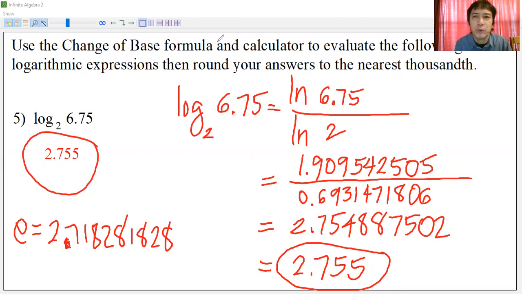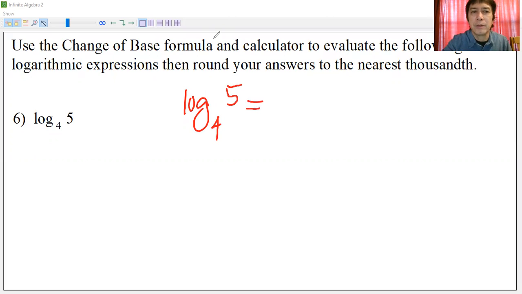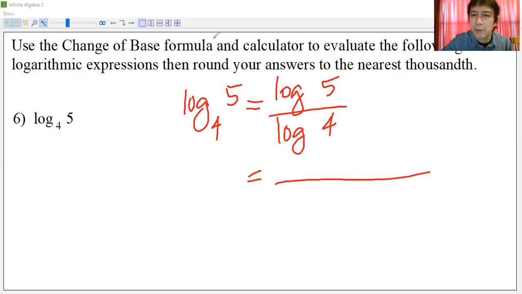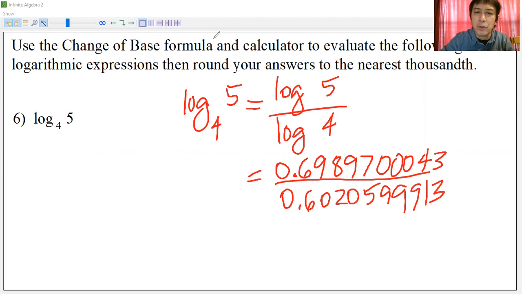All right, and so we'll continue with number 6. Let me clear the screen. Here's number 6. All right, logarithm of 5 base 4. So we'll use logarithm of 5 divided by logarithm of 4. Let's take the value of logarithm 5. This is 0.6989700043. This is to be divided by logarithm of 4. Logarithm of 4 is 0.602059913.